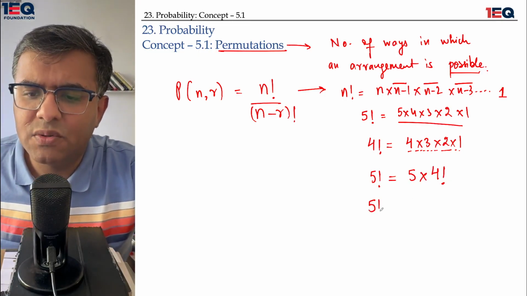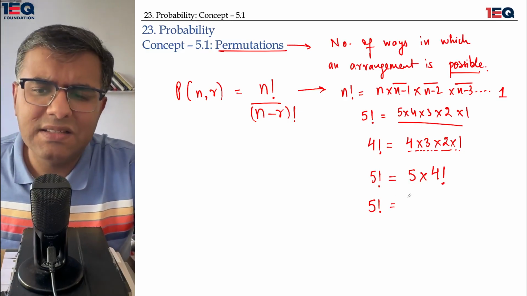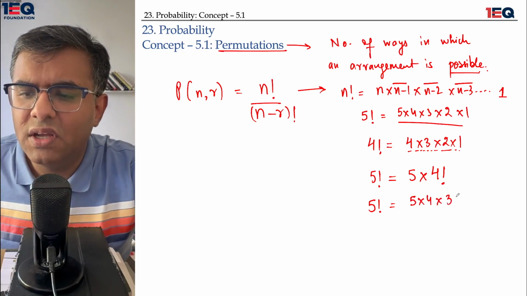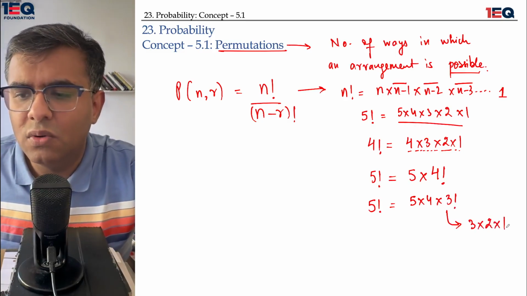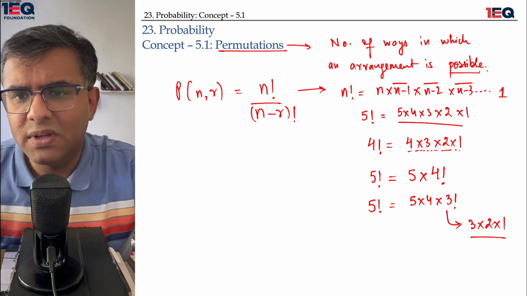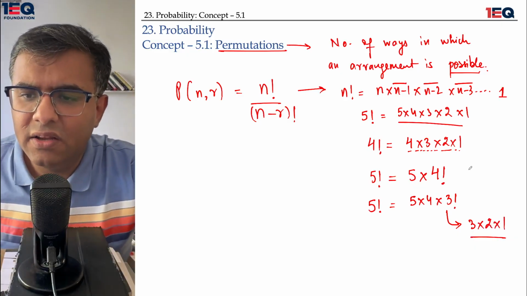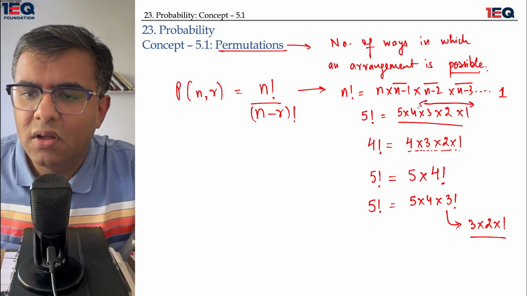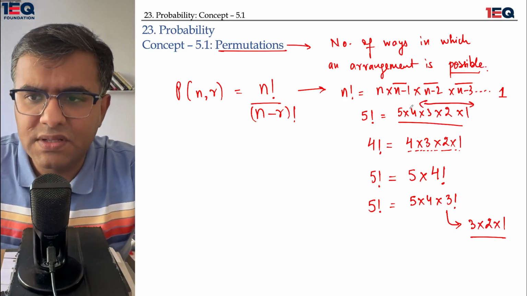Similarly, if I'm supposed to write 5 factorial in terms of, let's say, 3 factorial, I'll have to write it in this manner: 5 into 4 into 3 factorial. What does 3 factorial actually stand for? 3 factorial stands for 3 into 2 into 1. So I already have it in place, and 3 into 2 into 1 is already present in the term of 5 factorial. I hope you understand what permutations are used for.